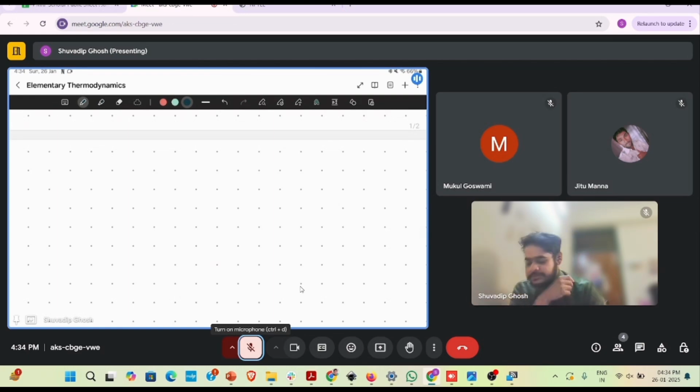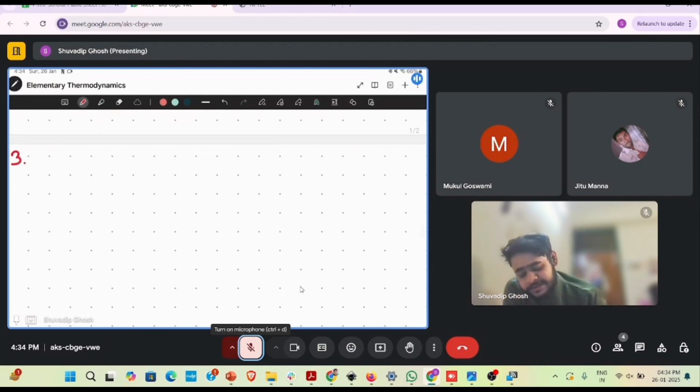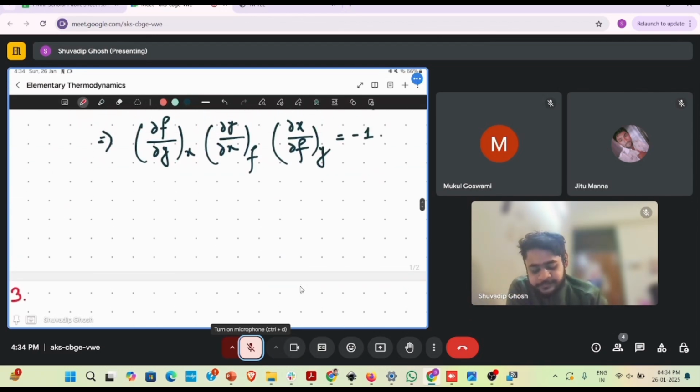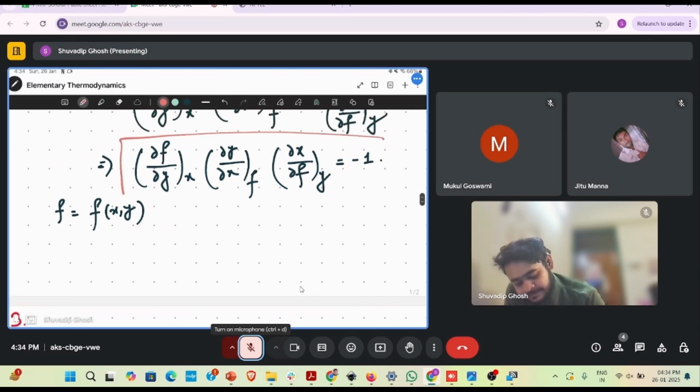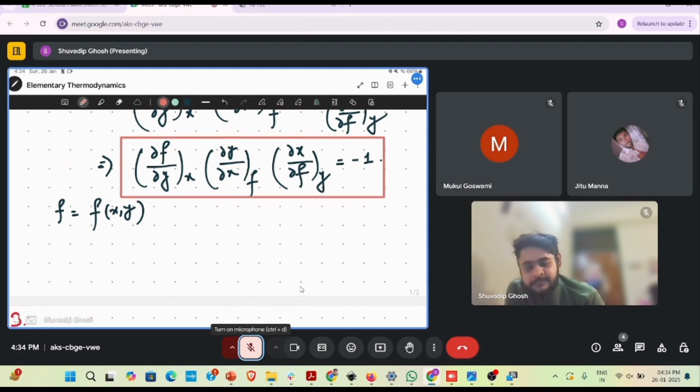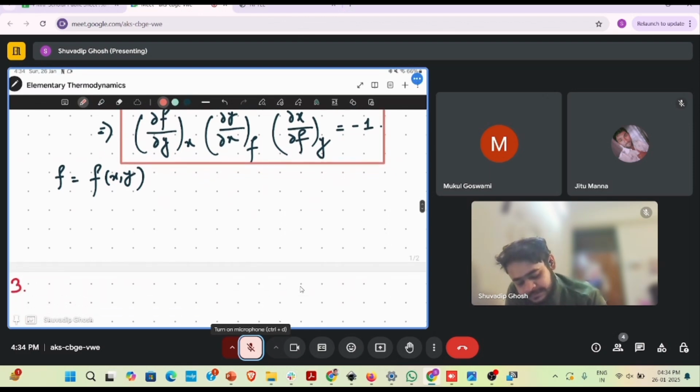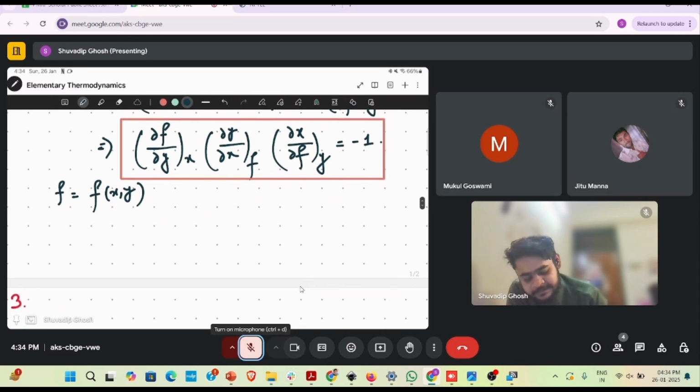Okay, so here we can discuss a few more examples of the cyclic rule so that it will be more clear. Let me just discuss. So how can we remember this rule? Just draw a cycle, where f is a function of x and y, right? Because this is very important. It is confusing also. It is very important to remember the order. The order is important.